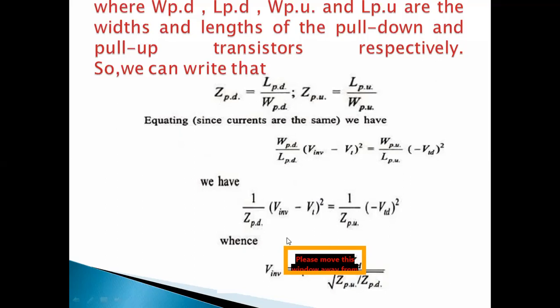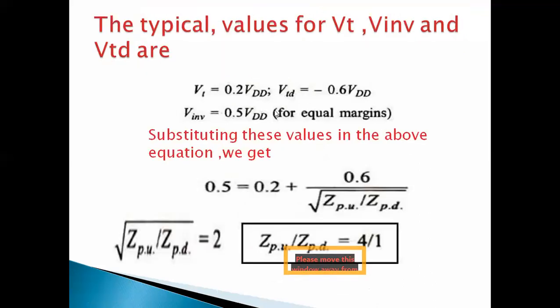Okay. If you take the square root of the LHS and RHS, then extract only the V inverse term: V inverse equals Vt minus VTD divided by, if you take the square root, the square gets cancelled, that is only VTD divided by root of ZPU by ZPD. This side it will be ZPU by ZPD. Okay, next are the final steps.